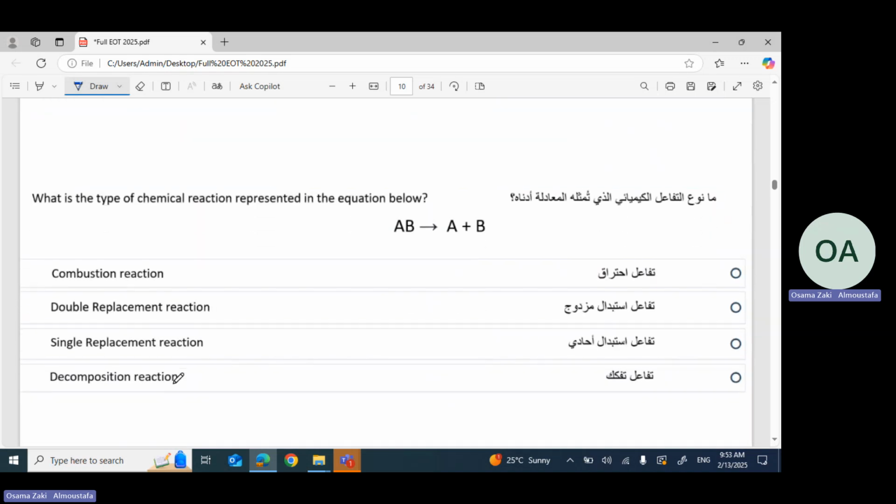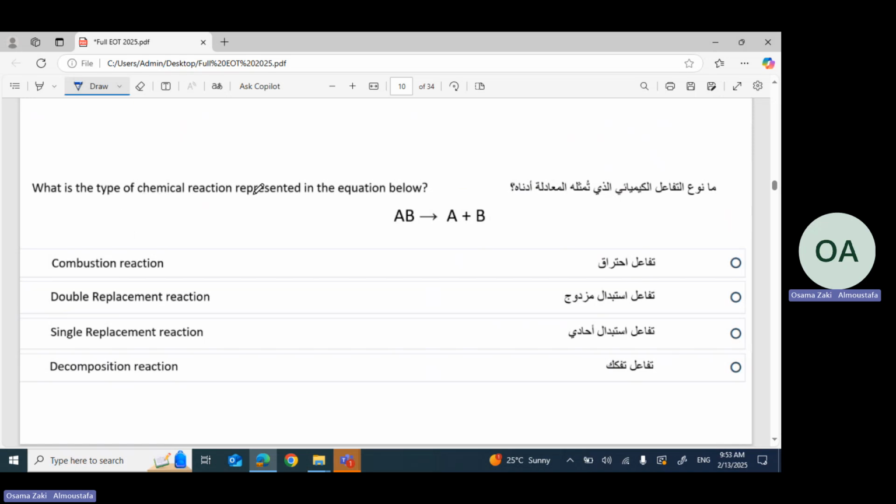Okay. Another example, what is the type of the chemical reaction presented in the equation below? AB produces A and B. As you see here, we have one chemical and this chemical breaks down into two or more. Okay, as you see. So this is what? This is a decomposition reaction. Okay.